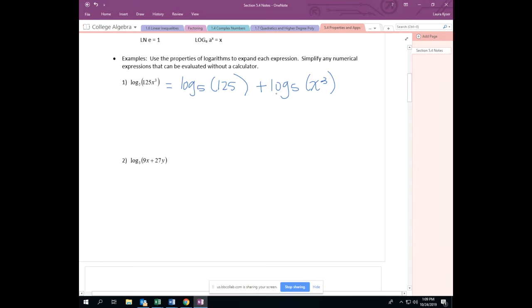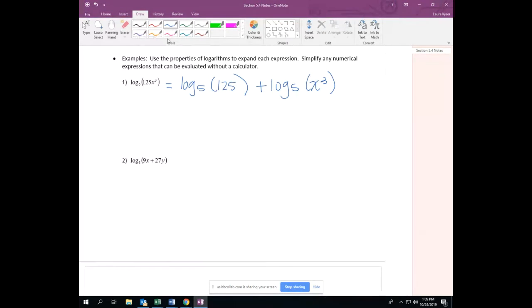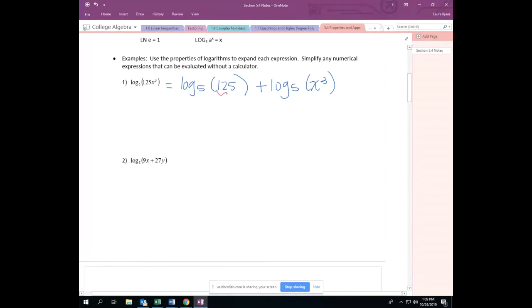Now, once it's split up, each one of these logs can be simplified further. We get really lucky with the 125 because 125 can be written as an exponential expression with a base of 5. So anytime you can rewrite using the log base, you want to do that. Log base 5 of 125 is the same thing as log base 5 of 5 cubed.